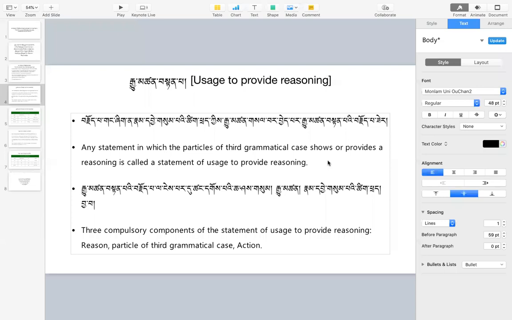Any statement in which the particle of the third grammatical case shows or provides a reasoning is called a statement of usage to provide reasoning. So, therefore, in any statement where you see that the particle of the third grammatical case is providing a reasoning, it may be for a circumstance, it may be for an action.